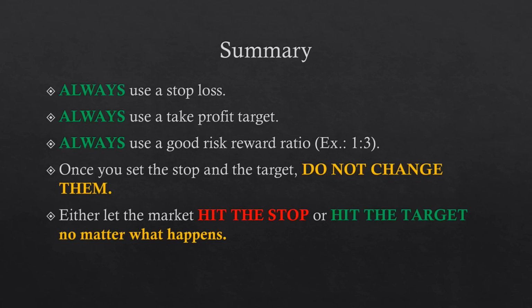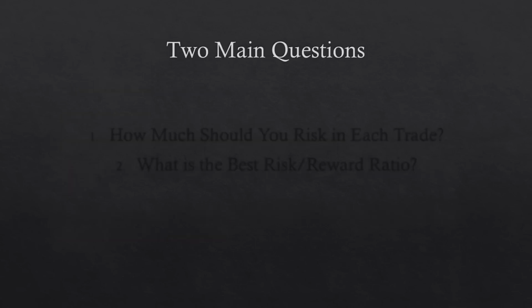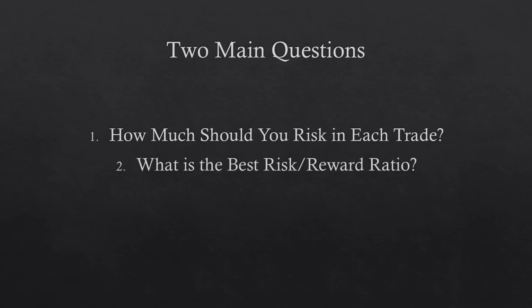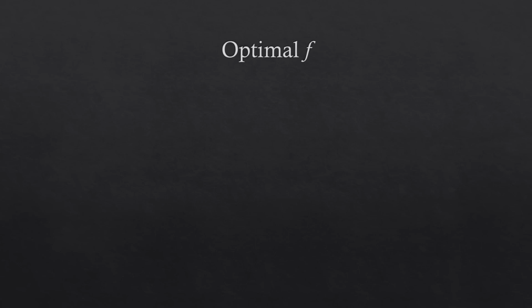There are two main questions that emerge here. Number one, how much you should risk in every trade, or what is the optimal F? And number two, what is the best risk-reward ratio? There are advanced ways of calculating the optimal F, but since this is a course for beginners, we need to keep things simple. The most important thing about risk is that you must keep it low.